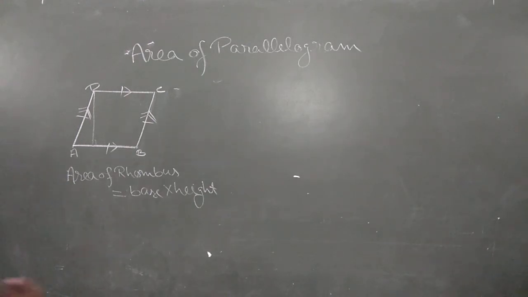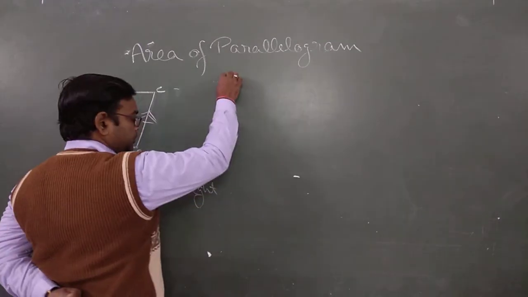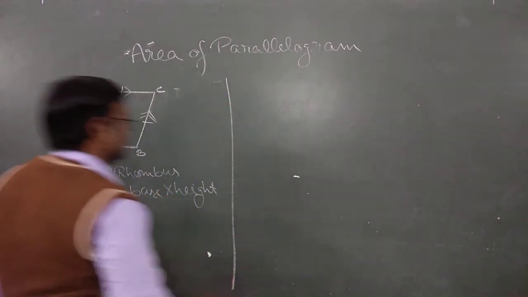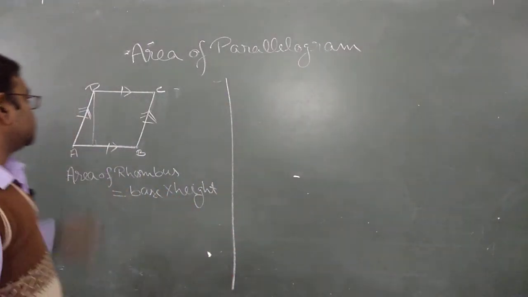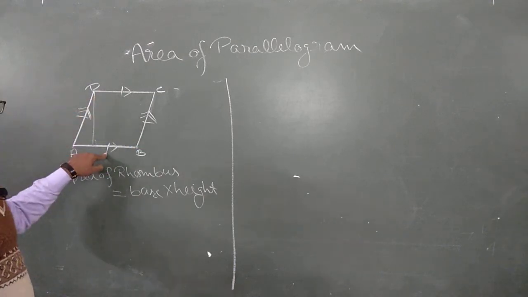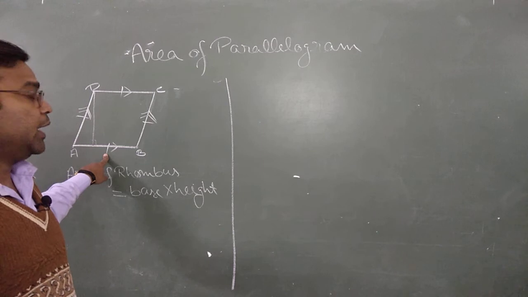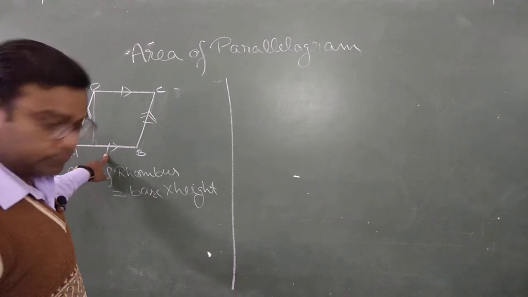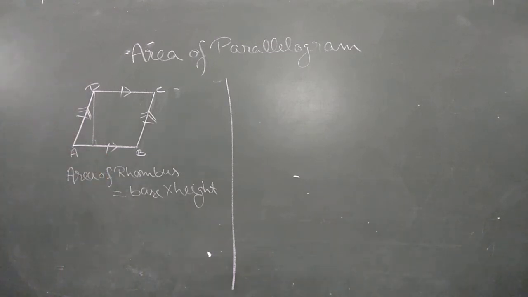Now, in a rhombus we have a unique feature, and that unique feature is that all sides are equal. Because all sides are equal, the diagonals bisect each other at 90 degrees. Diagonals bisect each other at 90 degrees. Means what?